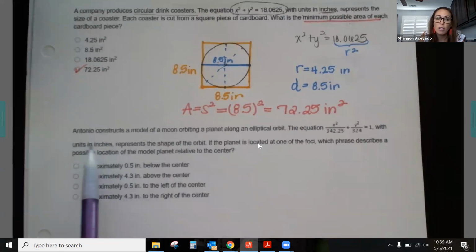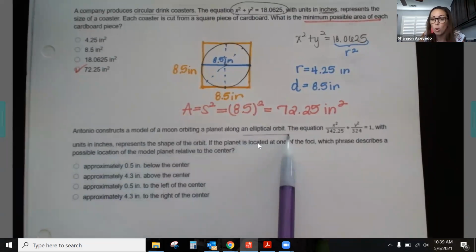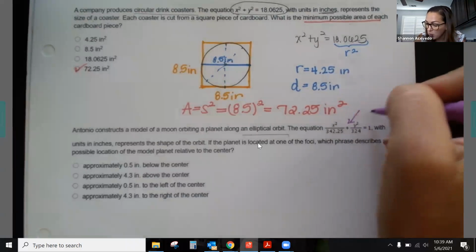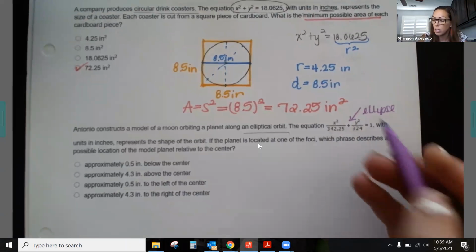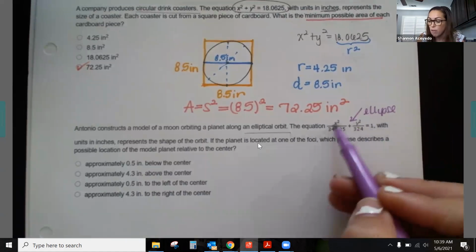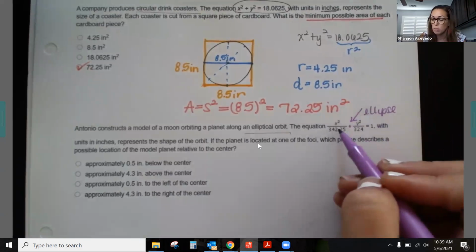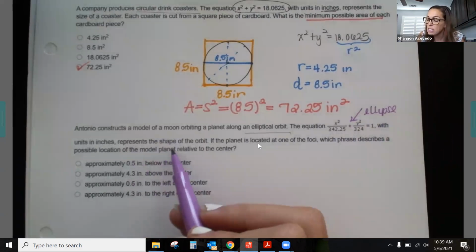All right, Antonio constructs a model of a moon orbiting a planet along an elliptical orbit. A lot of times when we use our ellipses, we're usually talking about stuff in space. We were talking about a comet yesterday. A lot of things in space are moving in that elliptical pattern. So again, I know this is going to be an ellipse because this is a plus and it's equal to 1. If it was just some value equal to an r squared, that's when we're going to have our circle. So when there was no denominator here, it'd be a circle. So it represents the shape of the orbit.